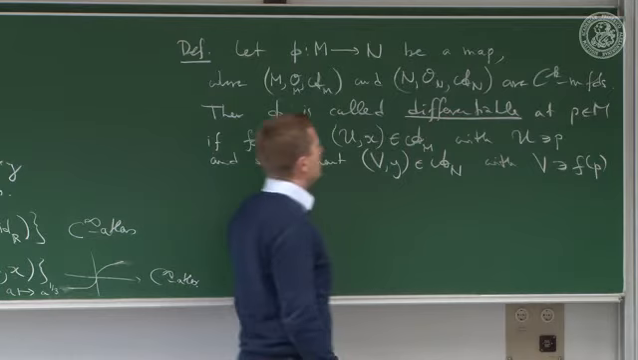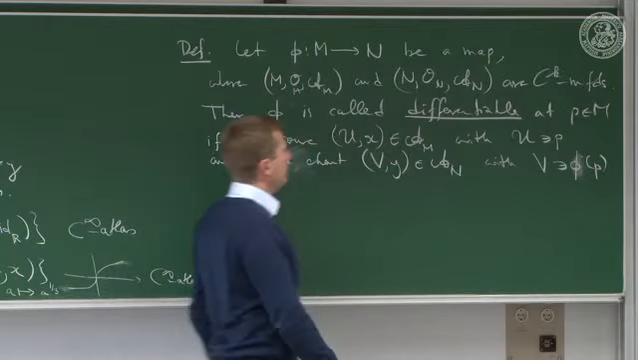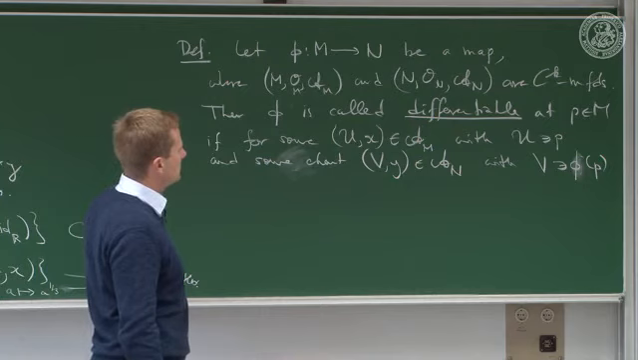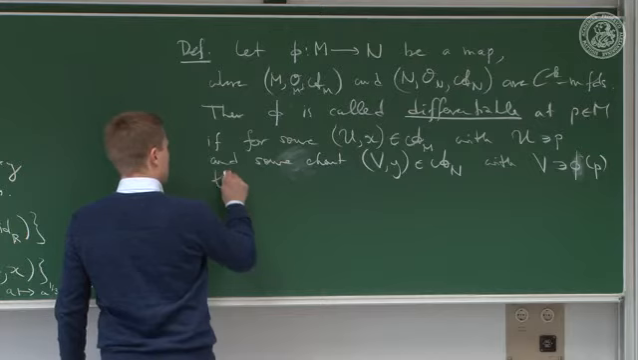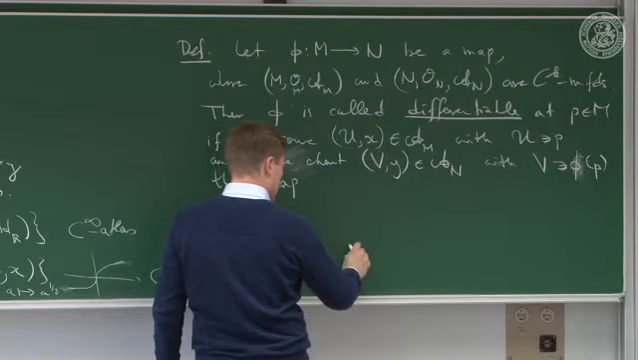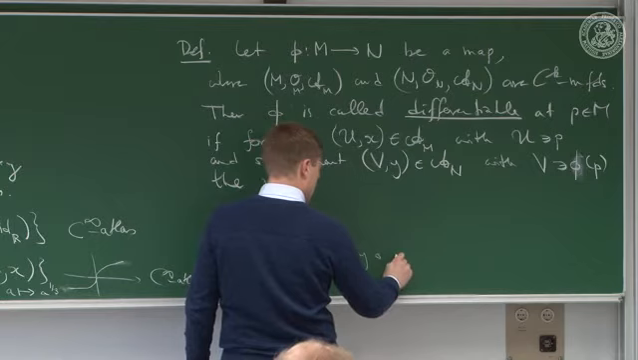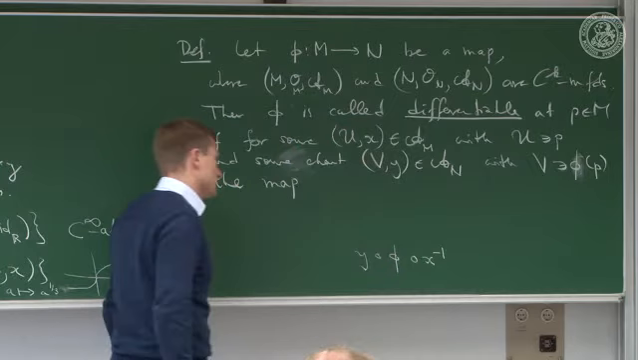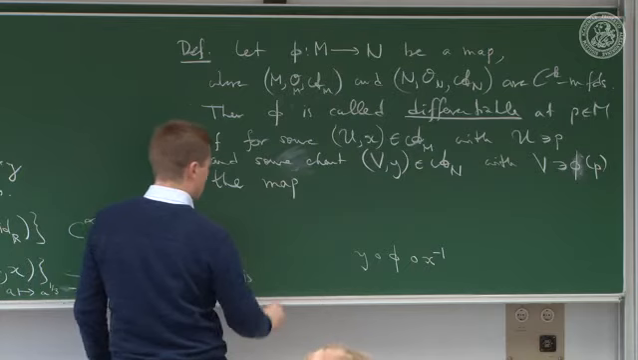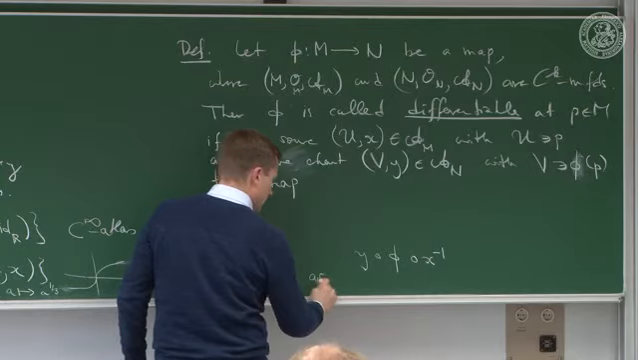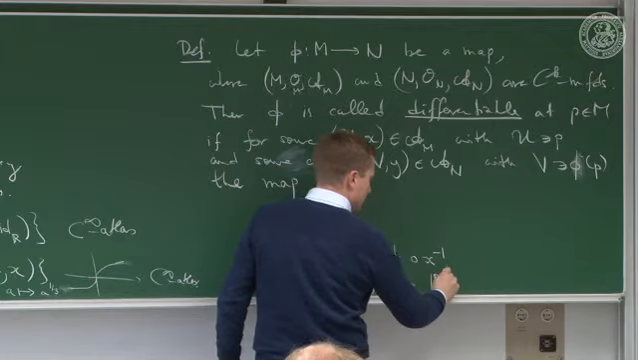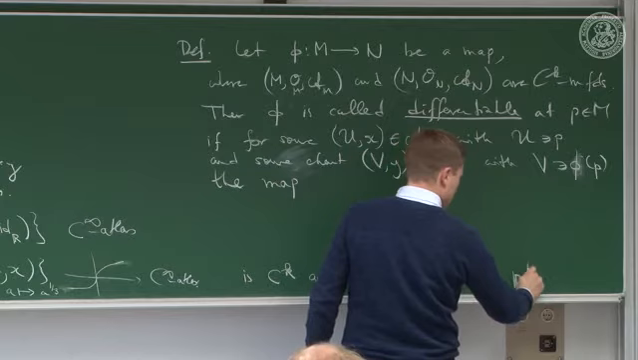the map y after phi after x inverse is CK as a map from R to the dim M to R to the dim N.